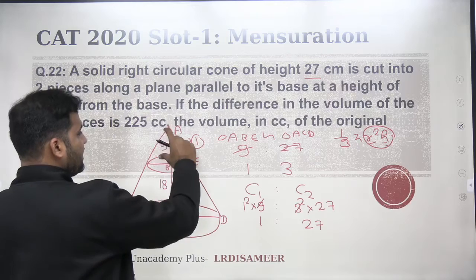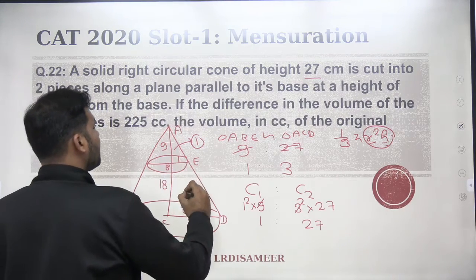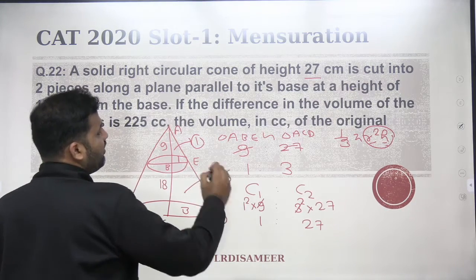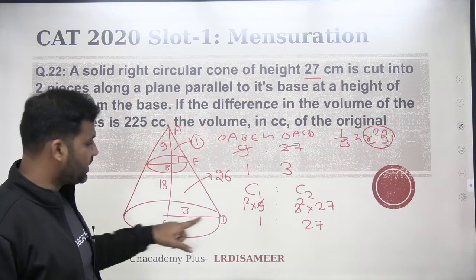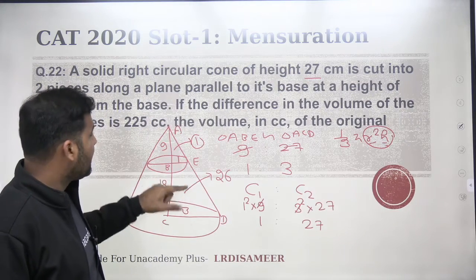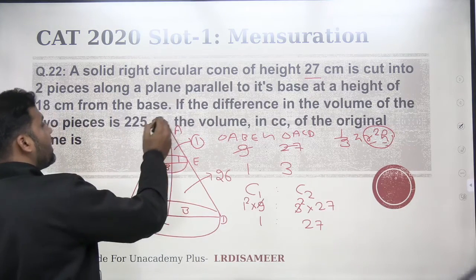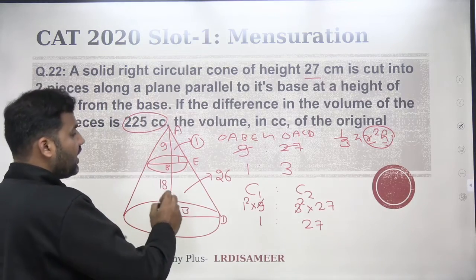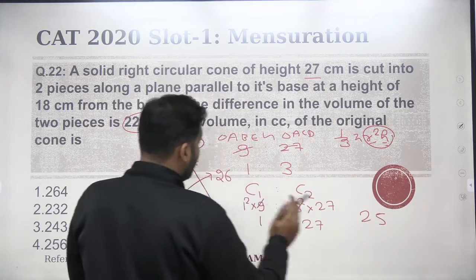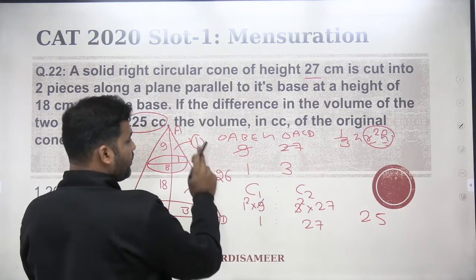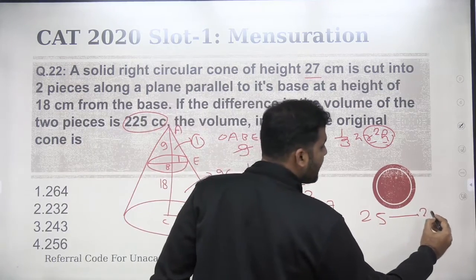If this is 27, this is 1. So the difference between this 27 and 1 is equivalent to 26. So the volume of this second piece will be equivalent to 26. This is 1, this complete is 27, so this will be 26. Now the question says the difference in this part and this part is equivalent to 225. Now see that 1 and 26 have a difference of 25, right? And this difference of 25 in our ratios is represented as 225, which is 9 times of it.